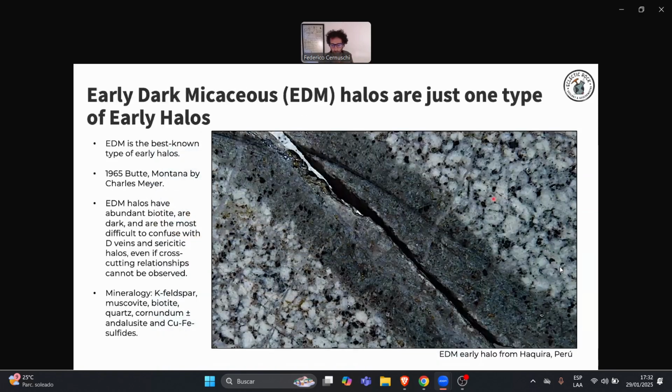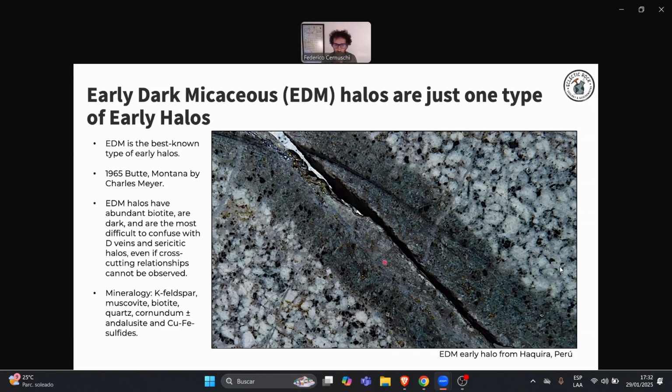Coming back to the early halos, they look like this. EDMs, they're called early dark micaceous. It's the first type of halo that was described at Butte. Very probably easier to recognize and more difficult to confuse with younger D veins because they're dark, but they're not the only type of halos, right?